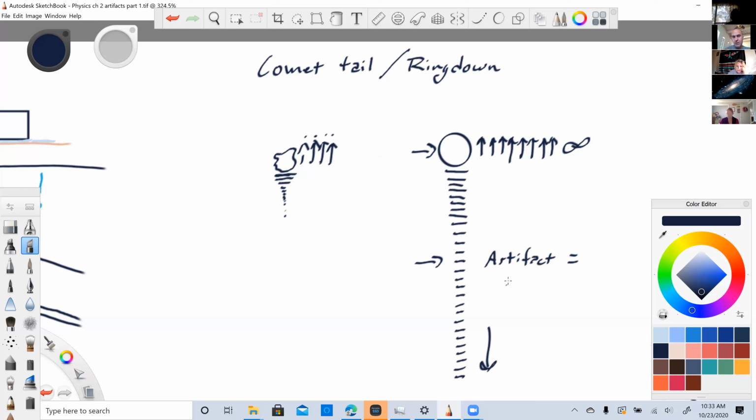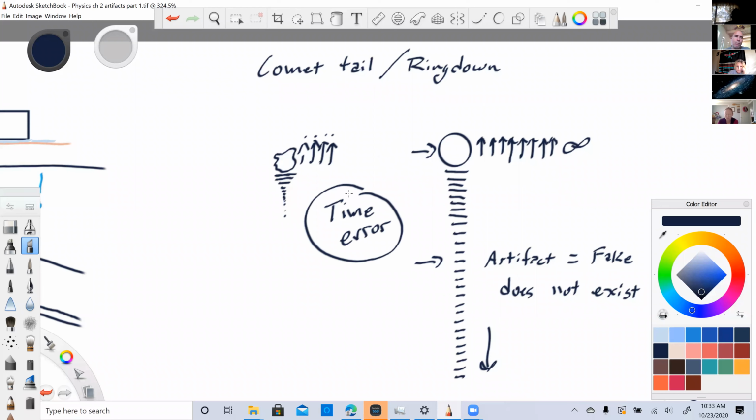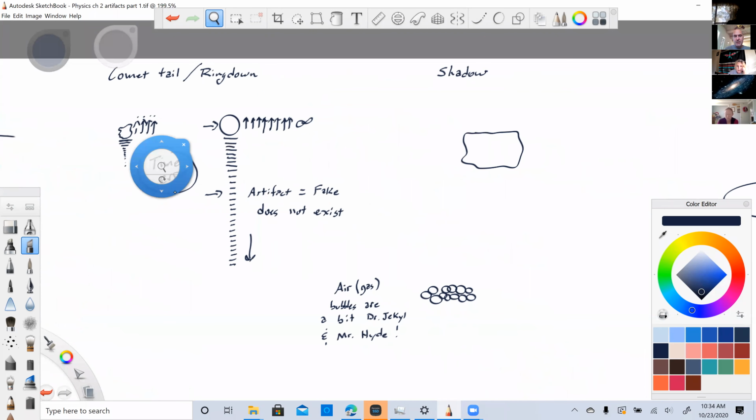In other words, it does not exist, or fake. All of those ring downs are fake information. They're on the screen. We see them. We're seeing them all, but they're just not really there. It's all, once again, the time error, really. Okay. Comet tail and ring down. Like I said, the book says comet tail and ring down are the same exact thing. I disagree, but that's okay.